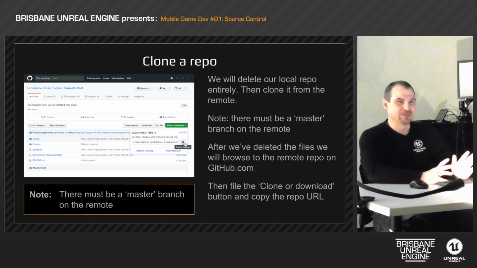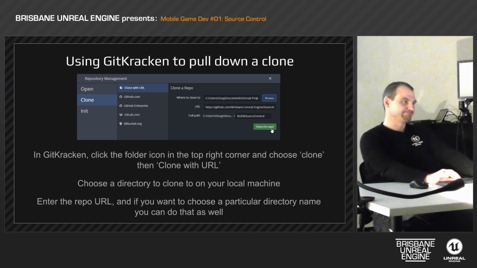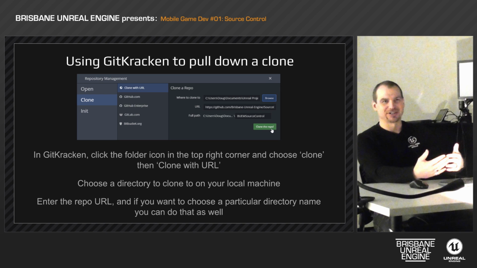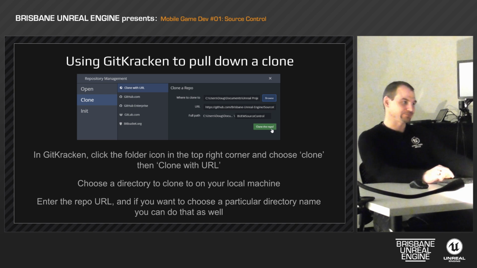In order to clone a repo, there has to be a master branch. Otherwise, it's going to cause all sorts of trouble when we try and clone it. So we can use GitKraken, of course, to do this cloning. What we do is we create a new repository. This time we choose clone. We clone with the URL. You can also clone from GitHub if you've got your GitHub account hooked up, but URLs is fairly bulletproof. We give it the URL and then tell it where to clone it to.